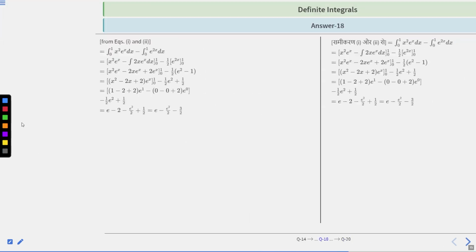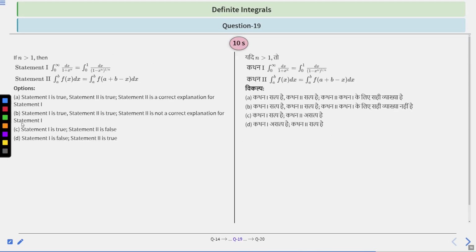Okay, let's move to the next question. Question number 19 is a statement type question, which says if n is greater than 1, then statement 1 says that integration from 0 to infinity of dx upon (1 plus x to the power n) is equal to integration of 0 to 1 of dx upon (1 minus x to the power n) to the power 1 by n. So is this right or not?